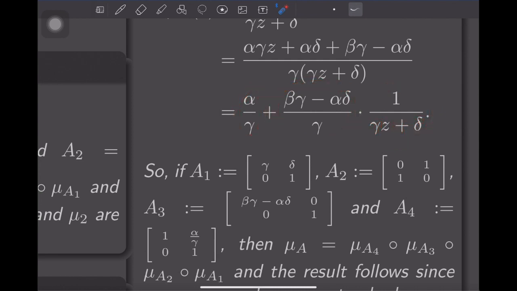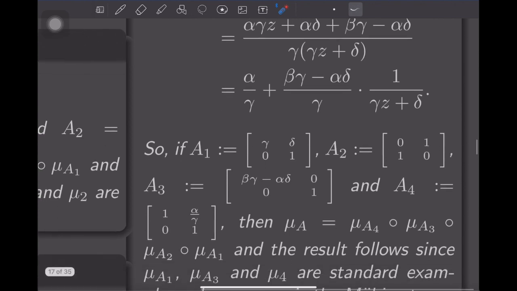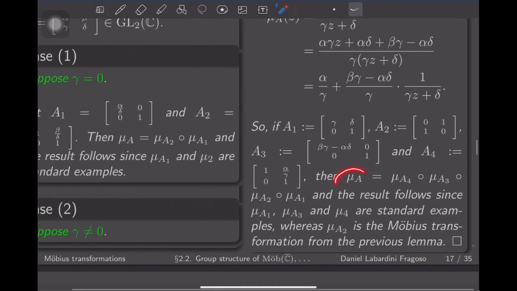And in all of them, the only one that was missing was 1 over z, but that is what we just did. So mu A sends circles to circles because it's a composition of standard examples together with 1 over z.